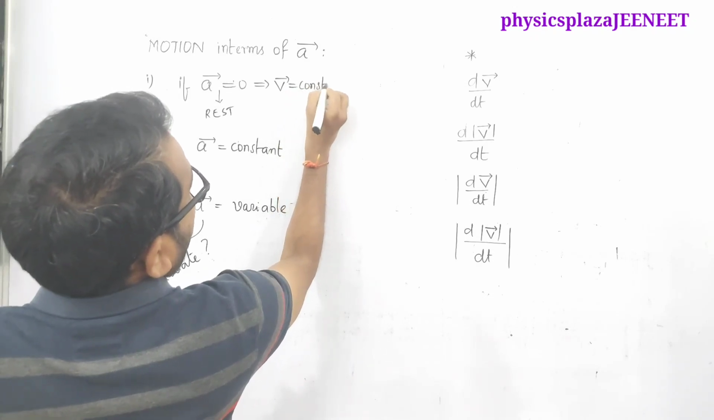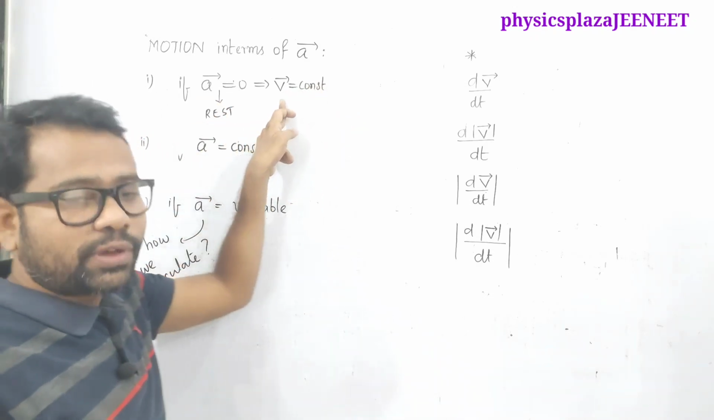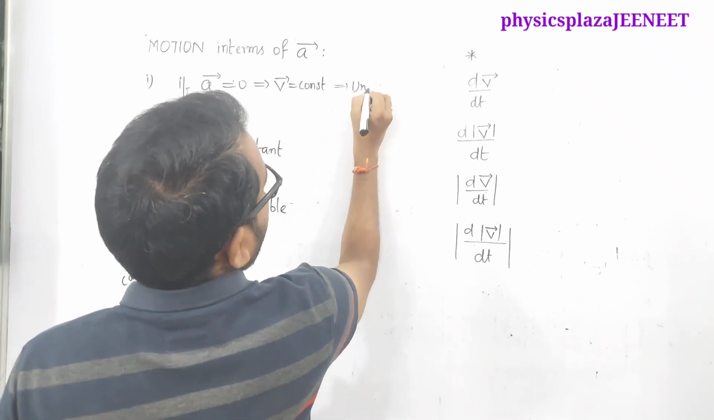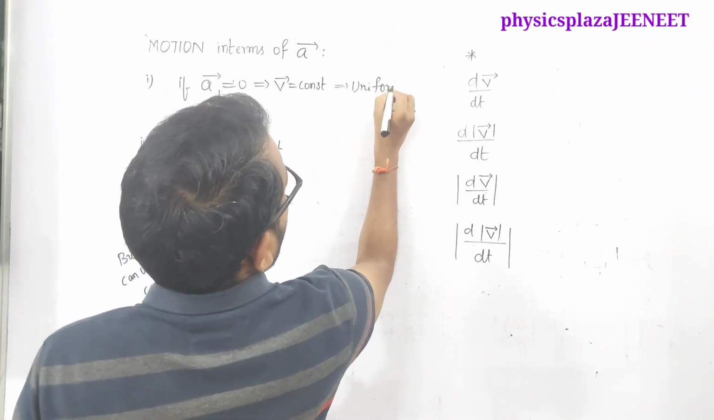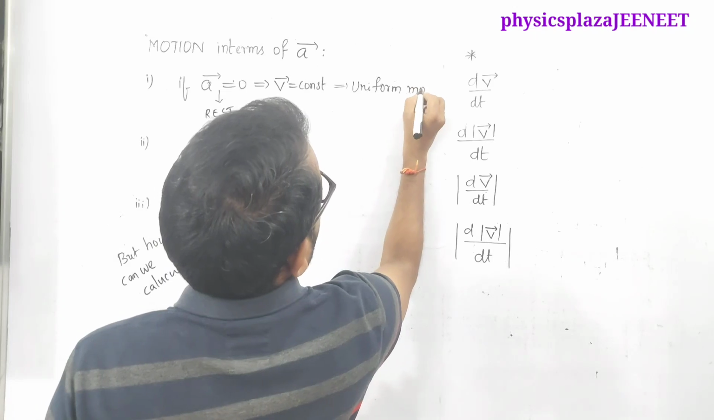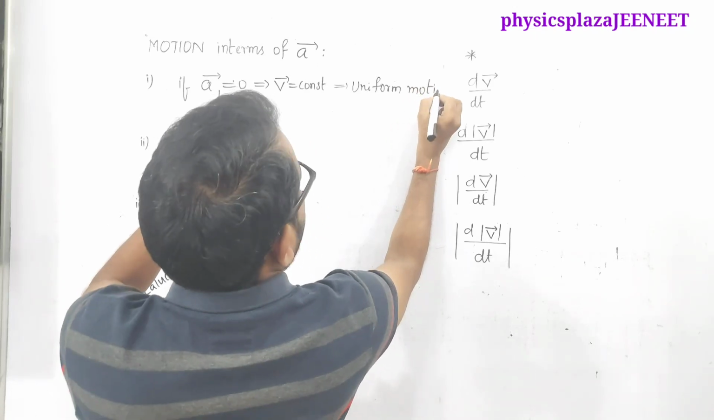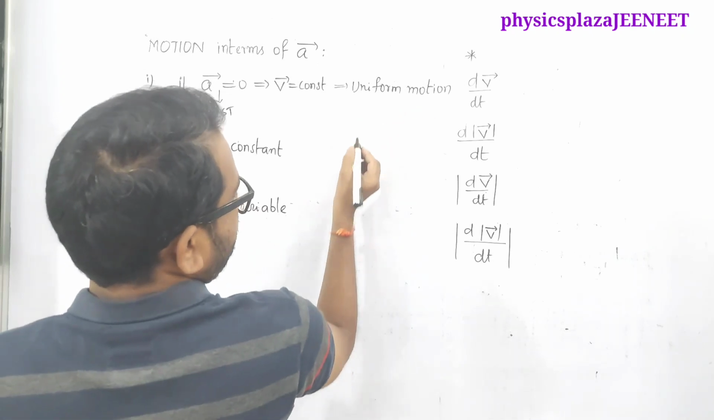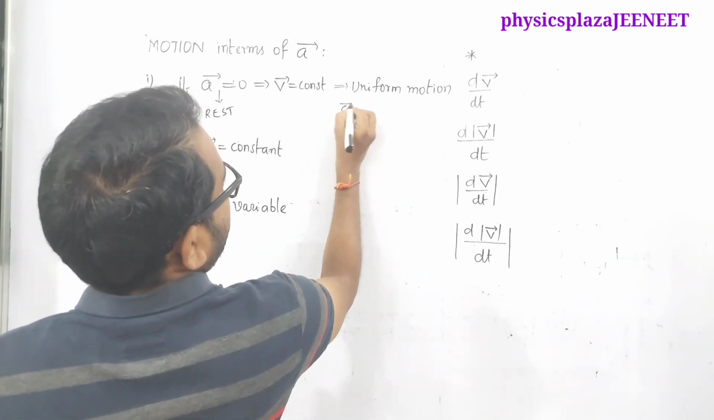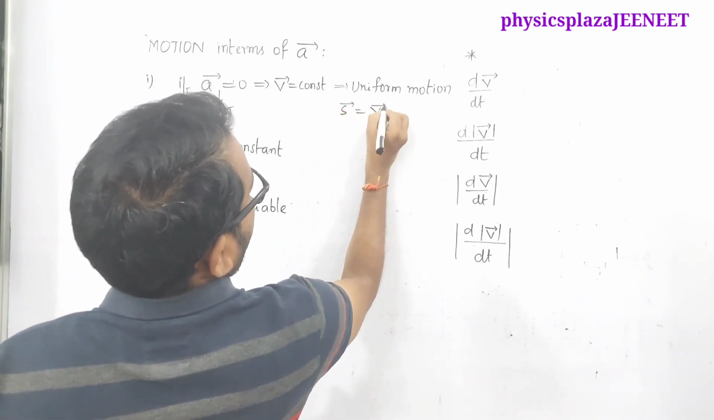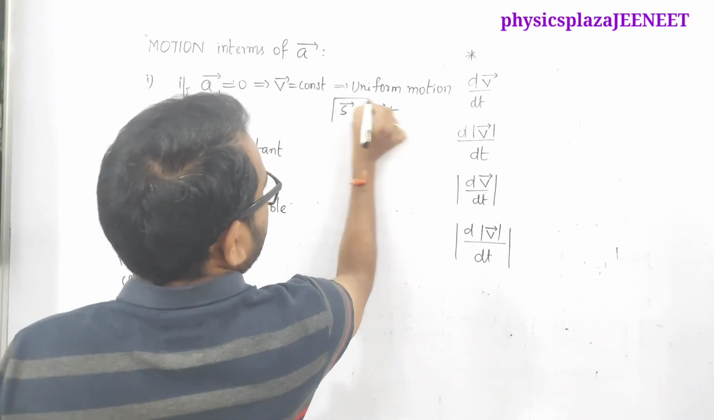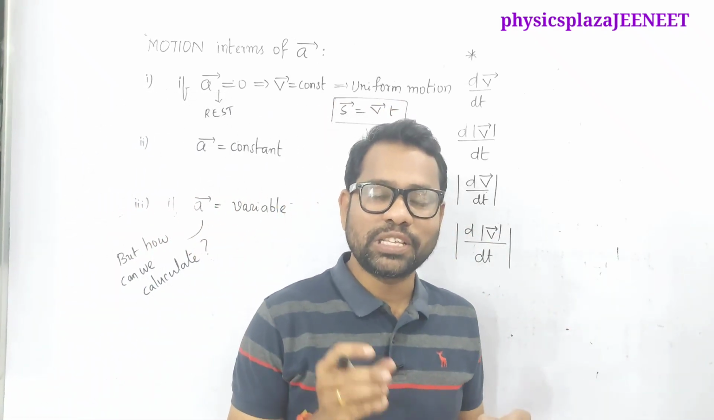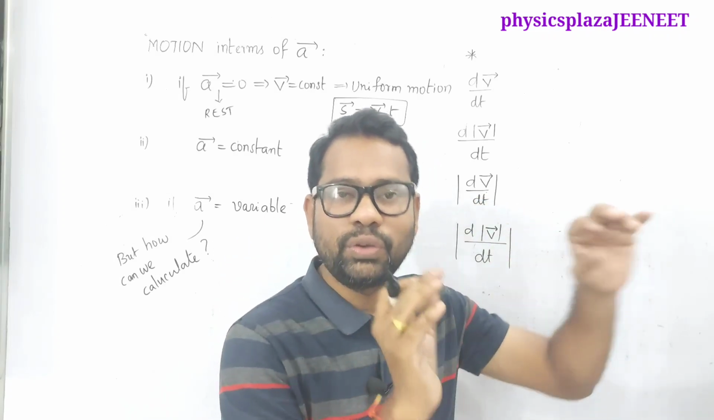If velocity remains constant, there is no change in velocity, so acceleration is 0. Such a motion we can call uniform motion. Very, very important. If acceleration is 0, the body can be at rest or the body can be in uniform motion. When a body is in uniform motion, we can use S equals Vt. Very, very important. Velocity equals displacement by time, you can use only when the body has uniform motion.